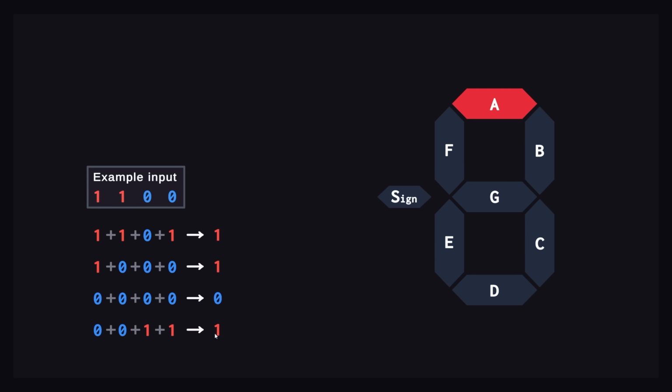Now, what does this all mean? Well, if we sneakily peek at our truth table, we can see that the inputs we were given in this example match this input case here.